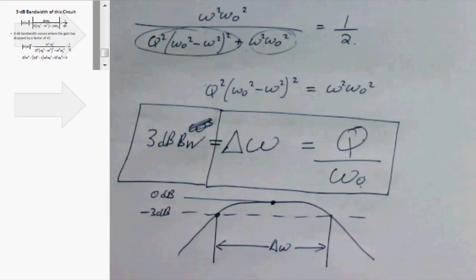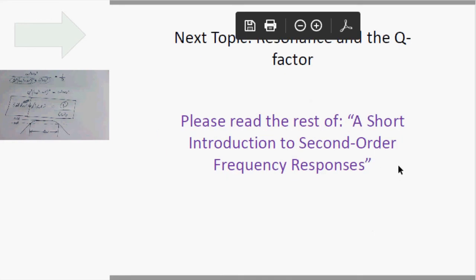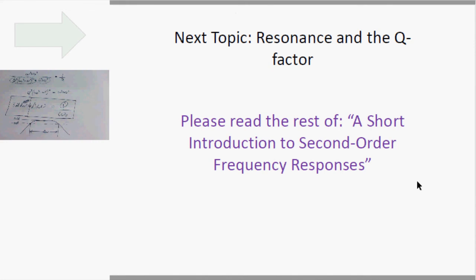Right, and that's the end of this one, I think. Yep. Next time we're going to carry on and have a look at some other RLC circuits.